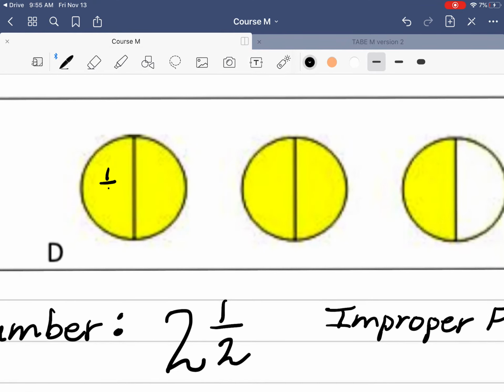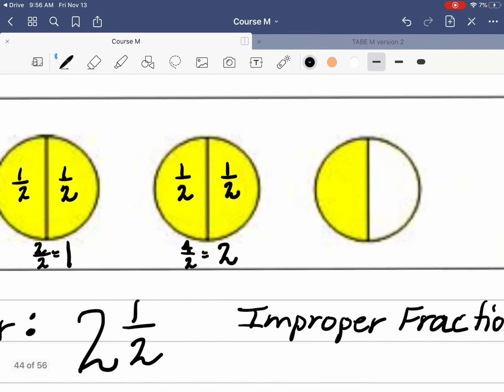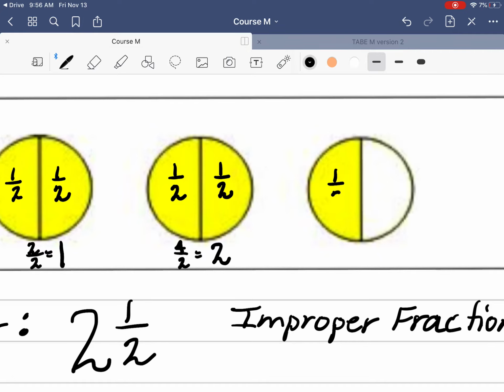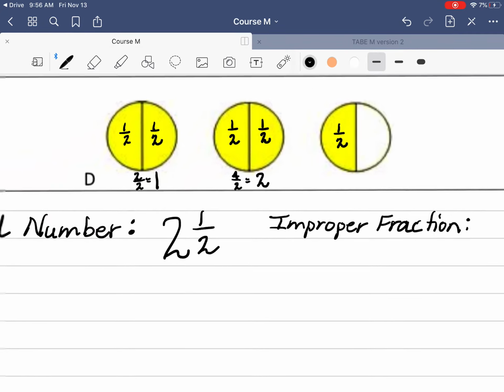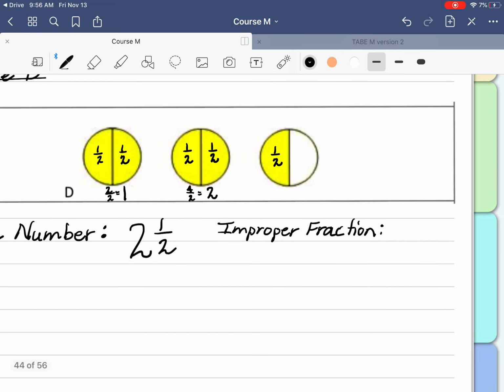So here is 1/2, 2 halves. Remember, 2 halves is the same as 1 whole. Then 3 halves, 4 halves. 4 halves is the same as 2 whole lemon pies. And then 1/2 of another one. So we have 2 1/2, which is the same as 5 halves. 1, 2, 3, 4, 5 halves.